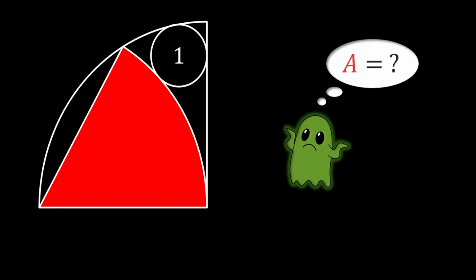Now we will use the remaining upper right part of our quarter circle to construct a full circle with the area of 1. And the question is, can we somehow calculate the area of the red circular sector?